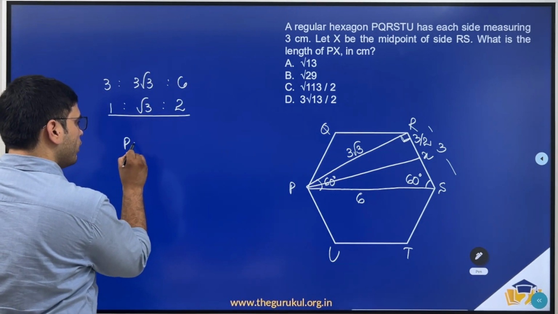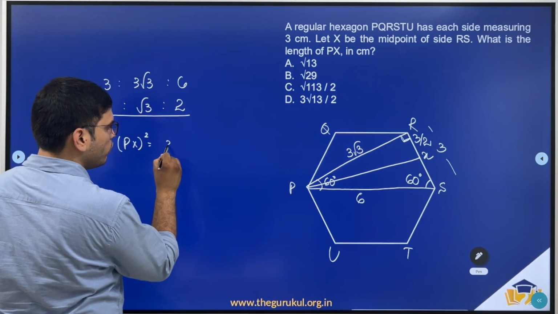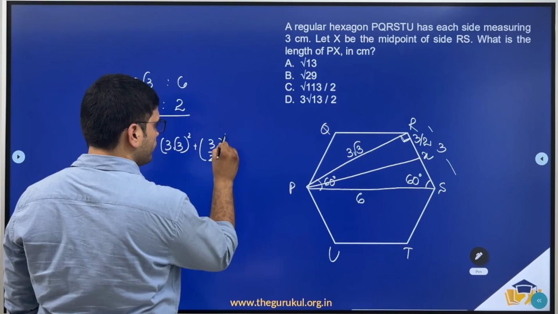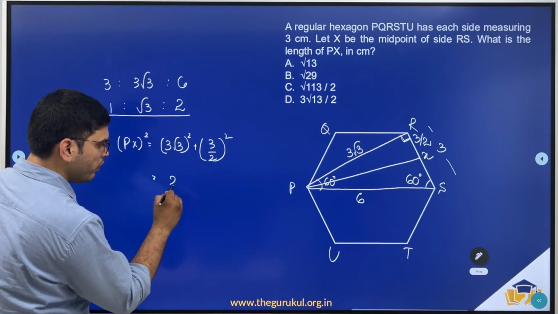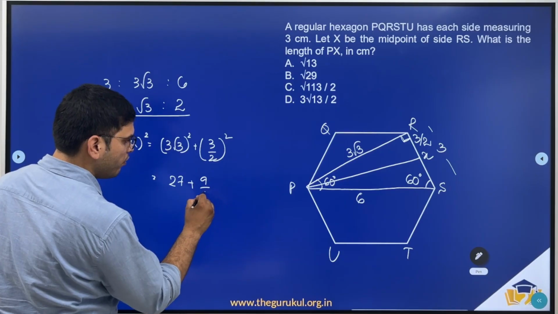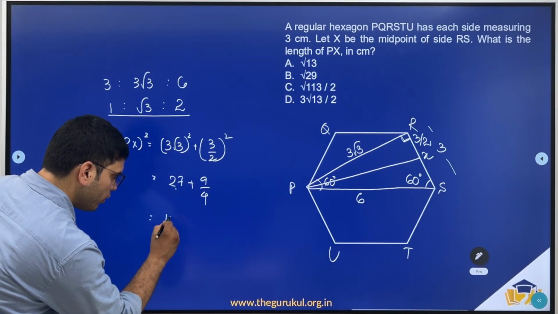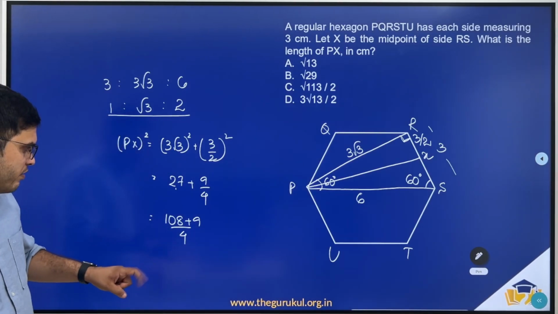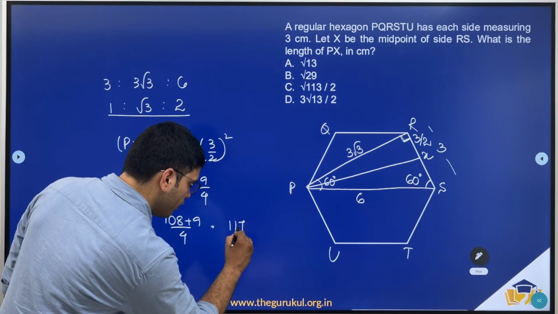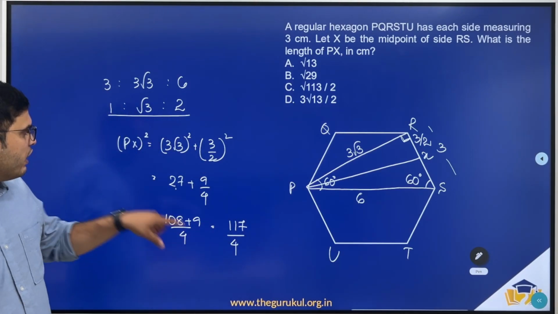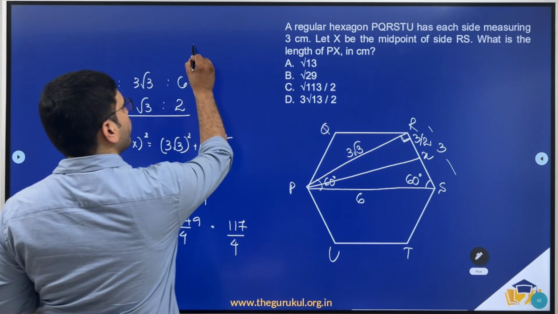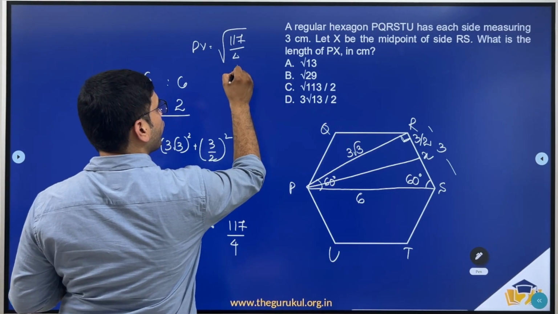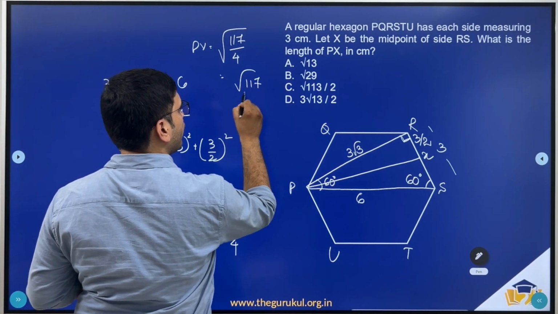So PX square is equal to 3 root 3 whole square plus 3 by 2 whole square. Now this is nothing but 3 root 3 square is 27. 27 plus 9 by 4. Now 27 into 4 is 108. 108 plus 9 by 4. Now 108 plus 9 is 117. So this becomes 117 by 4. Now what is 117 by 4? PX whole square. Or what would be the value of PX? Under root 117 by 4. Now this will be root 117 by 2.